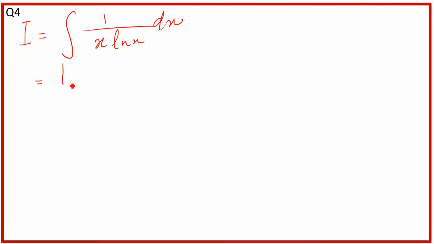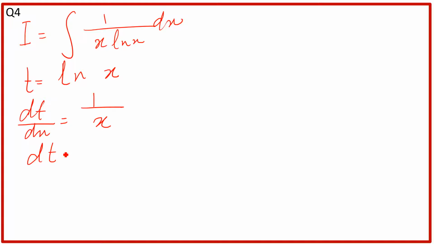So we will suppose that t is equal to natural log of x. So dt over dx, what is the derivative of natural log of x? It is equal to 1 over x. So dt is equal to dx over x, if I want the value of only dt.